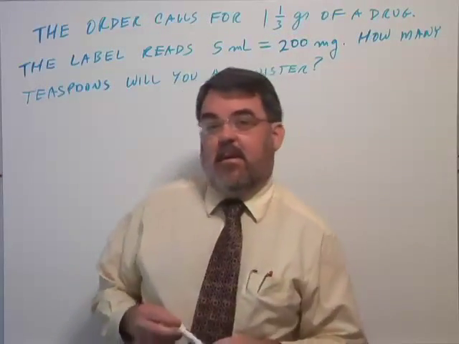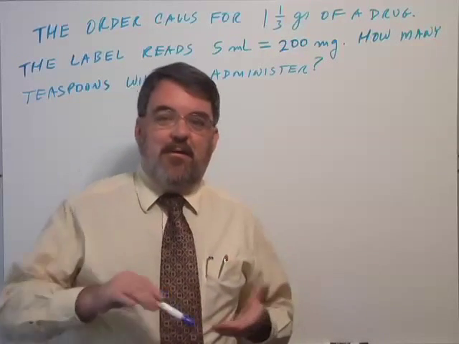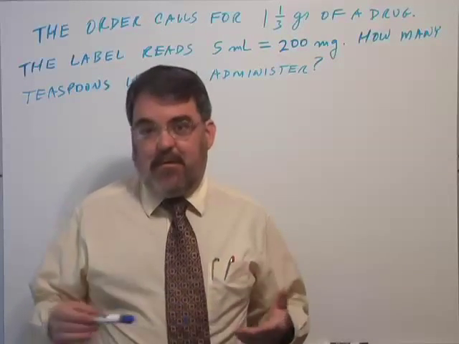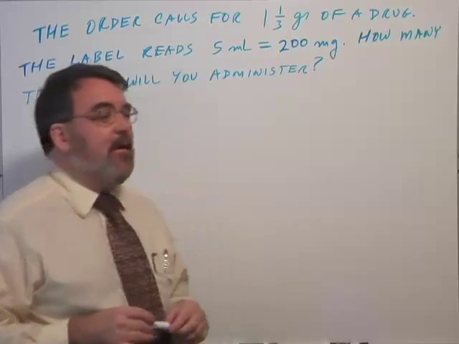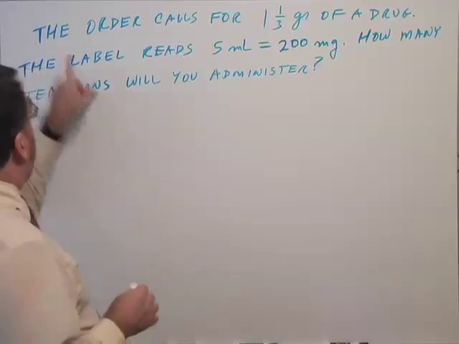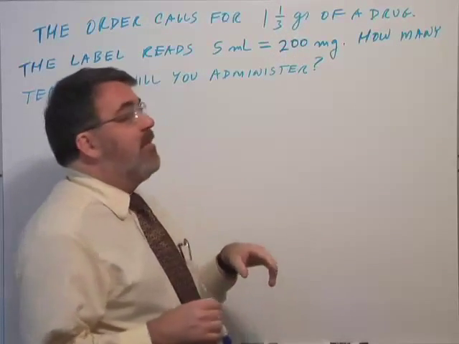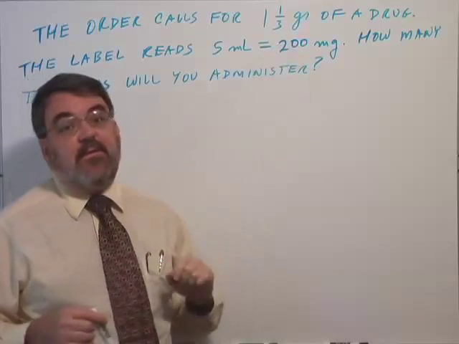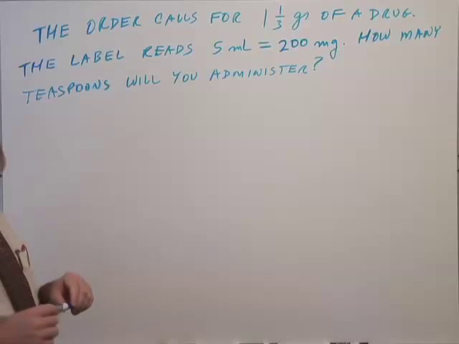This next example is an example of a liquid drug calculation. And although most of the problems you're going to work are in the metric system, I'm going to throw some apothecary and household stuff at you once in a while just to keep you on your toes. The order calls for 1 1/3 grains of a drug. The label reads 5 milliliters equals 200 milligrams. How many teaspoons will you administer?